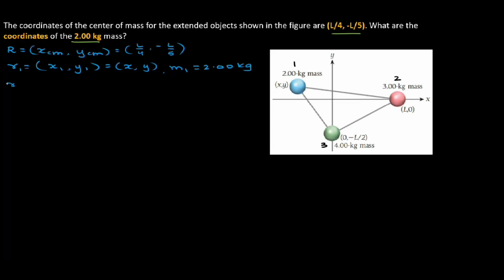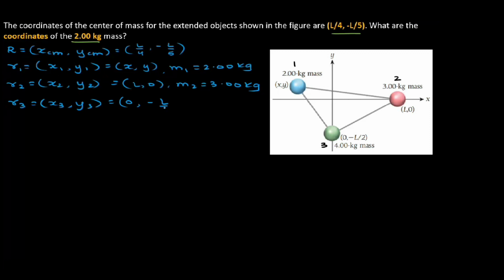Then we have position of object 2, r2, which is x2, y2, and I will write this as L comma 0. And mass is 3 kilogram. We write the same thing for object 3. Its position will be x3, y3, and the values are 0, negative L by 2. Mass of object 3 is 4 kilogram. I need to find the values of x and y.